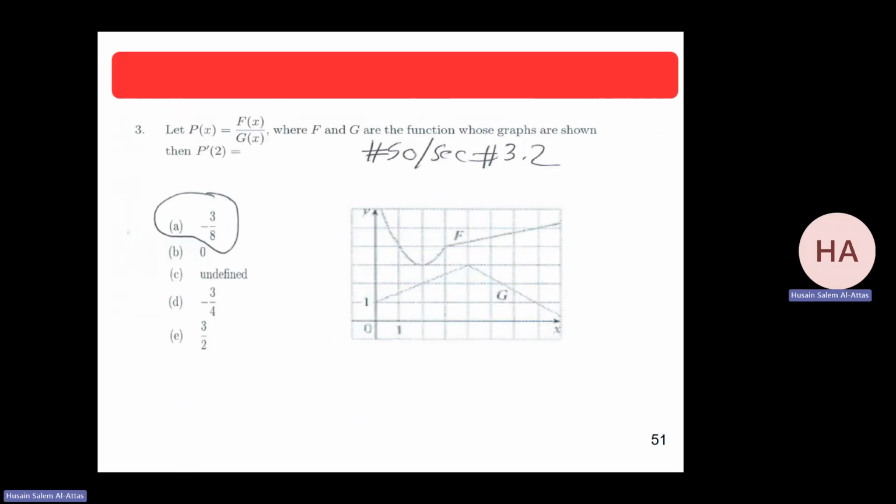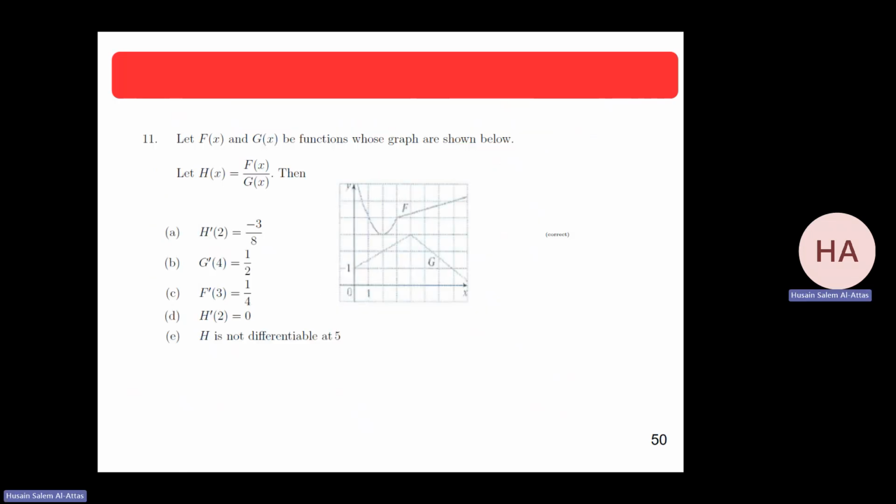Now using the graphs. These last two questions about the graph, let me try to do them quickly. Okay. I have h of x is capital F over g of x. So what will be h prime? Actually, no, it's okay.